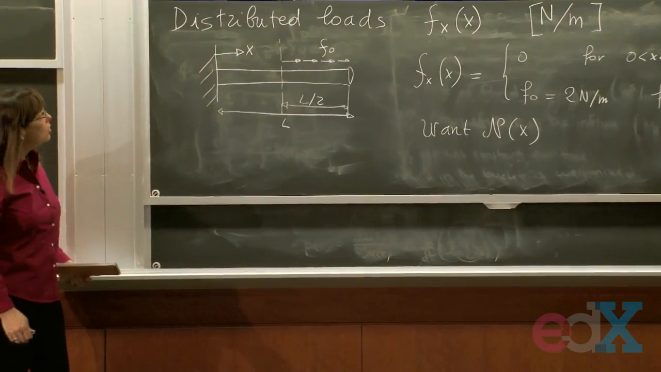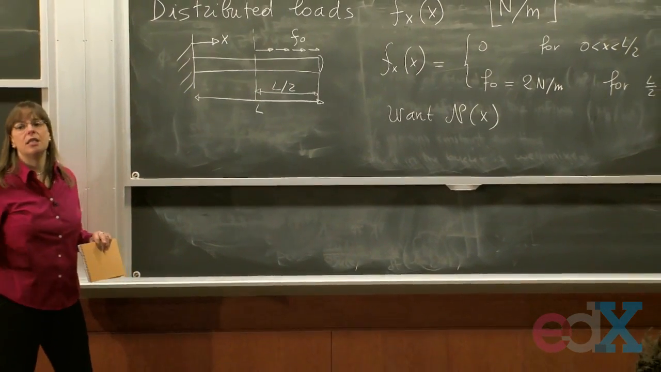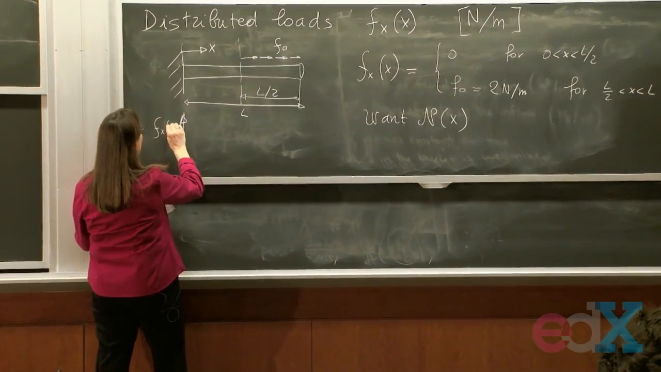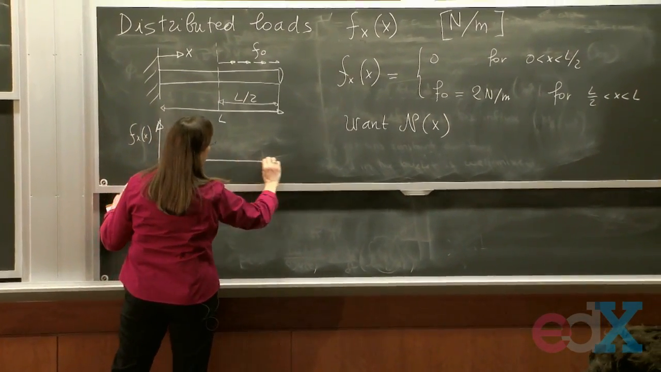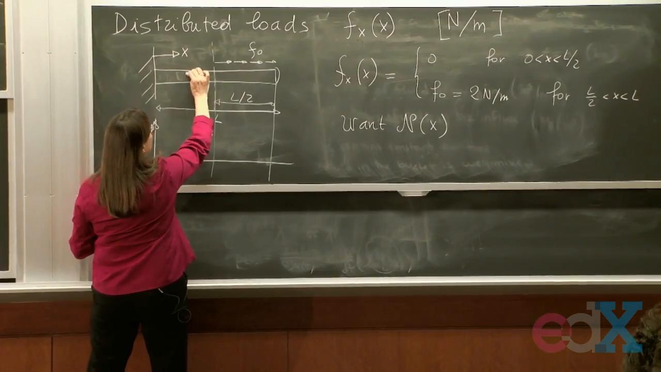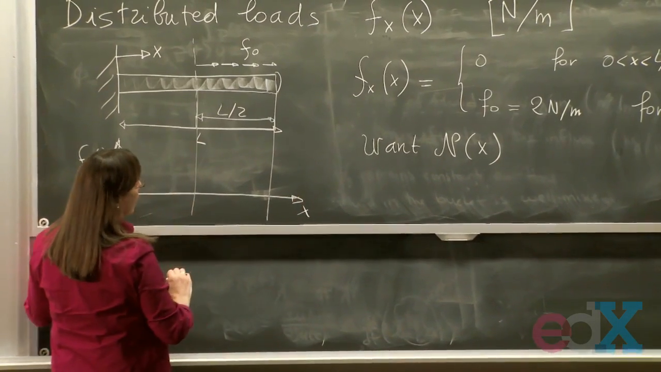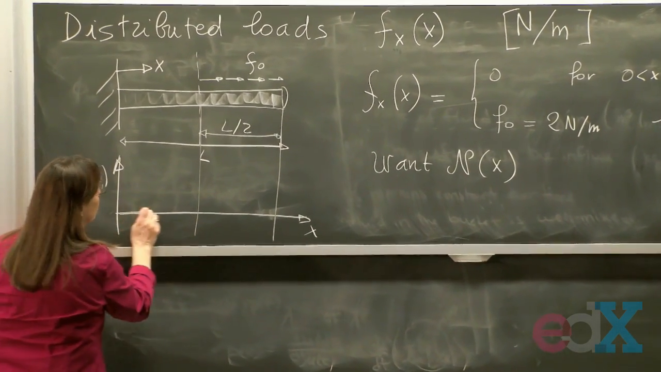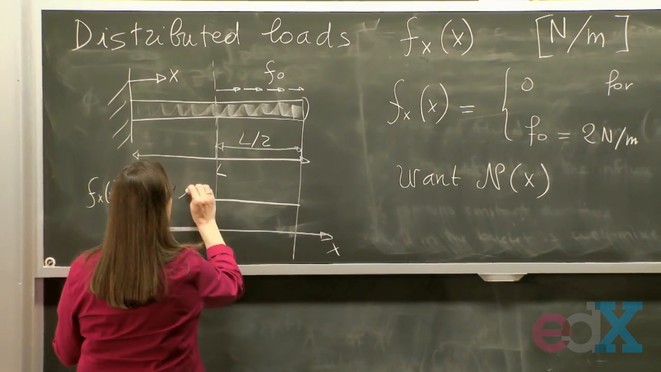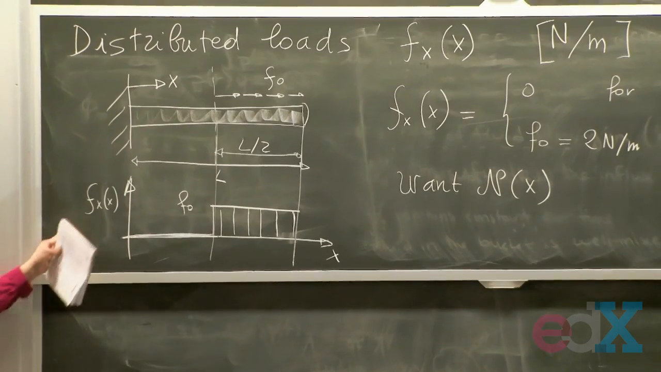Okay? So it is useful for this kind of problem to make yourself a plot of f of x. In this case, it's really, really easy, but I'll do it anyway. So f of x is going to be equal to, and always draw your lines down from the structure. So that's your structure. Draw your lines down along the x-axis, and your f of x then is 0 from here to here, and then from this section here is constant, equal to f0. Okay? So that's your diagram for f of x.